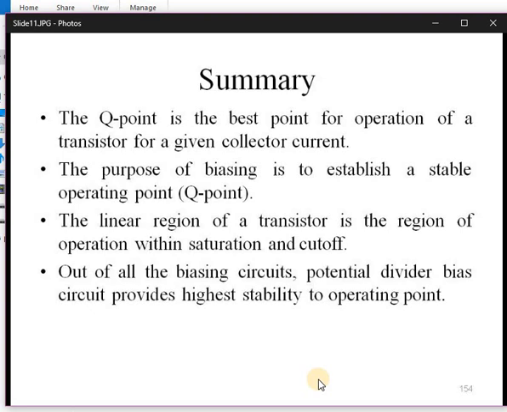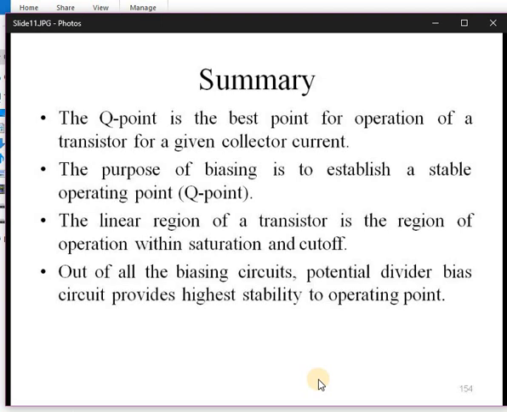When the operating point is stable, there is faithful amplification, which means the transistor acts as an amplifier. When the operating point is in stable condition, the advantage is that faithful amplification is done. That is why we apply the biasing circuit. Next, the purpose of biasing is to establish a stable operating point.